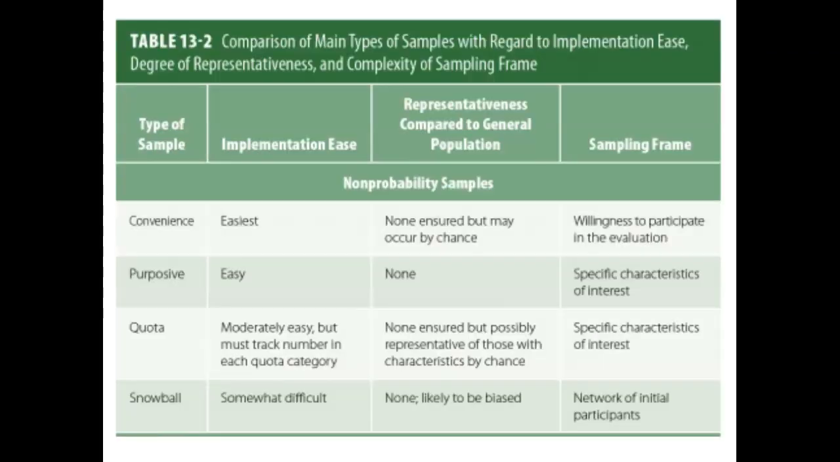Here is a table of non-probability samples and their implementation ease, representativeness compared to the general population, and a sampling frame. Convenience sampling, as the name implies, is convenient and the easiest sample to gather. All you need is a willingness to participate in the evaluation. But there is no guaranteed representativeness compared to the general population.